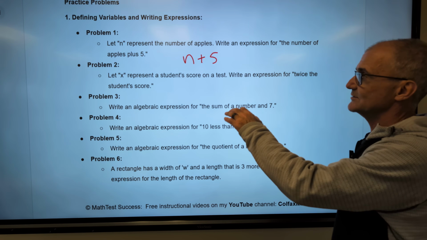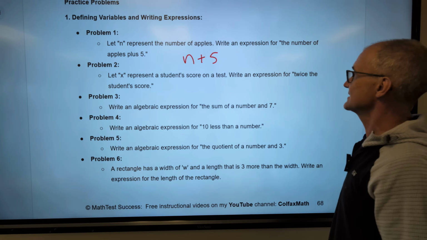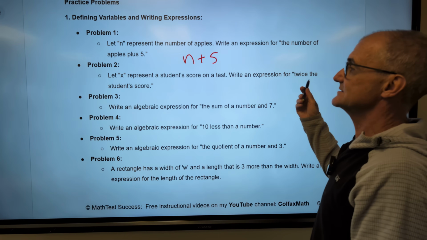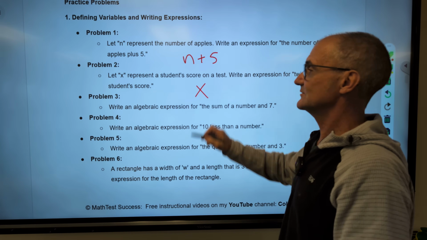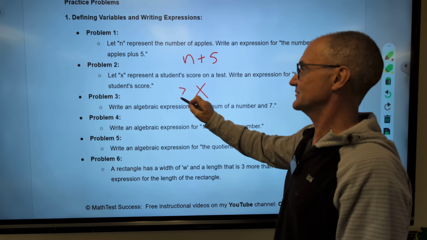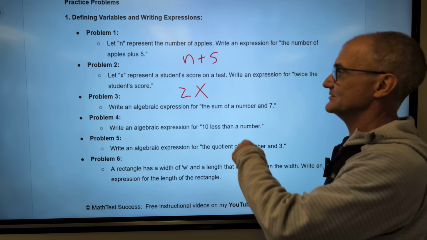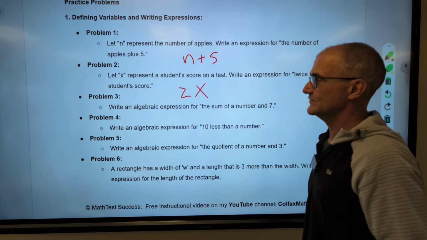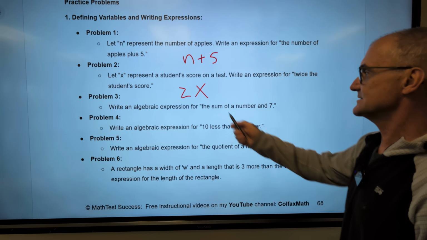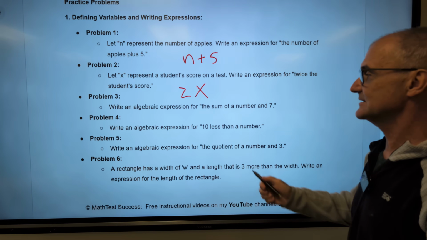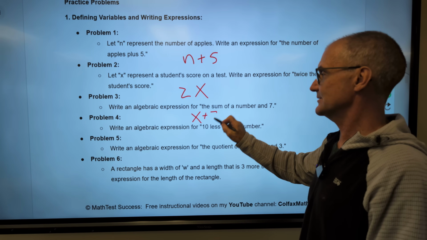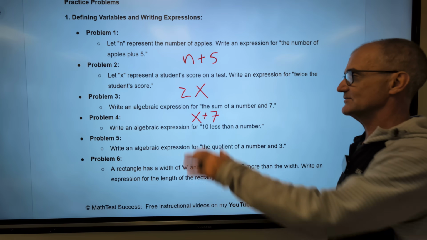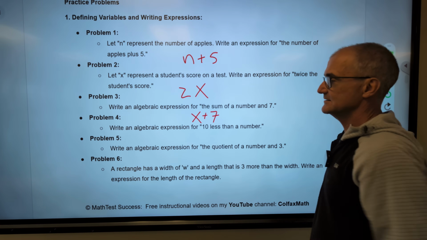Number 2, let x represent a student's score on a test. Write an expression for twice the student's score. Well, x is a score. Twice means times 2. So an expression to represent twice the student's score is 2x. The sum of a number and 7. I don't know what that number is, so I call it x. The sum of a number and 7. That's the translation from the sentence to the expression.